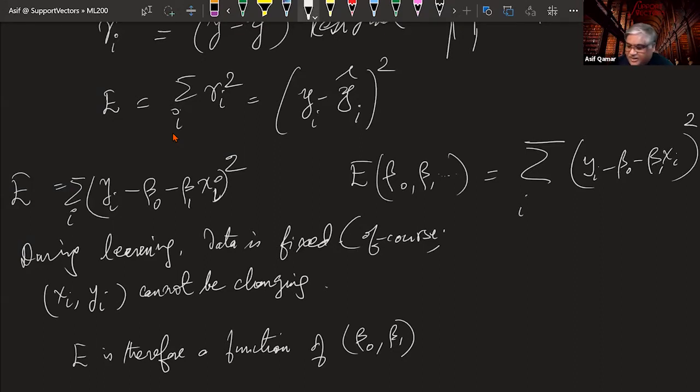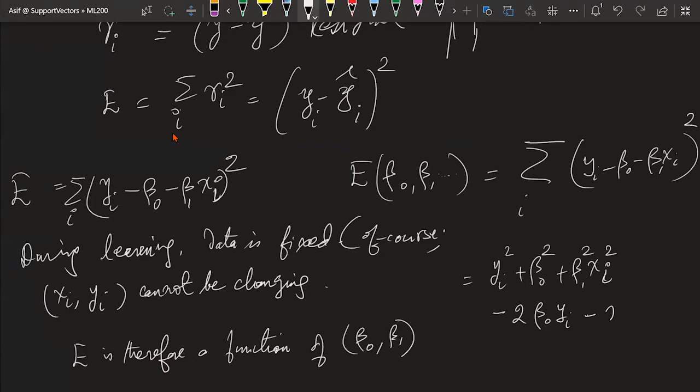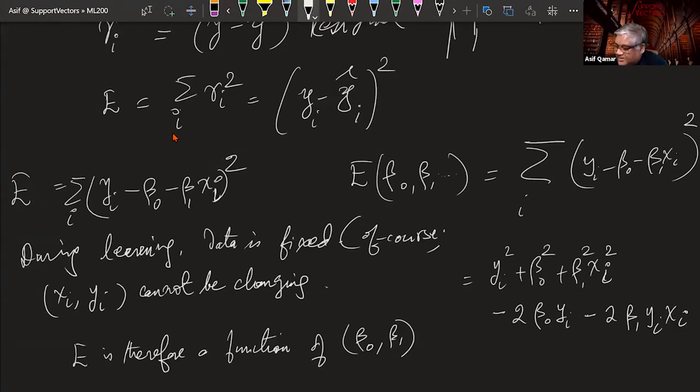And if I want to add higher order terms, I can do that. But let's stay with one dimension. This is what it is. Now, if you expand this out for each of these terms, you'll realize that it expands out as yi square plus beta naught square plus beta 1 xi square, plus minus 2 beta naught yi, each pair of terms, minus 2 beta 1 yi xi, and obviously we'll have to put a big summation over all of those.